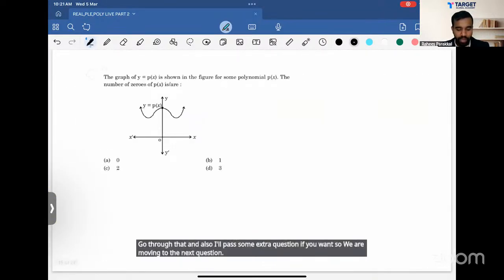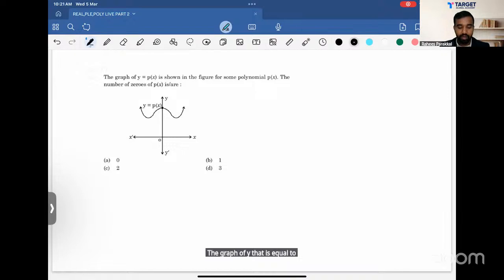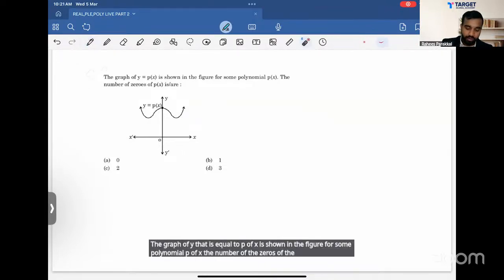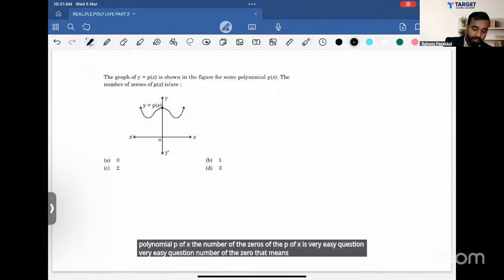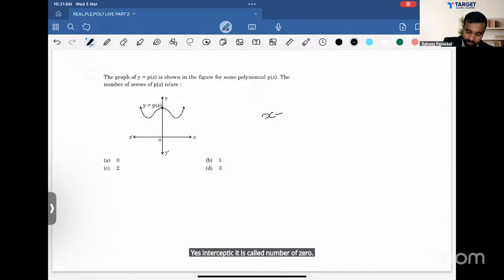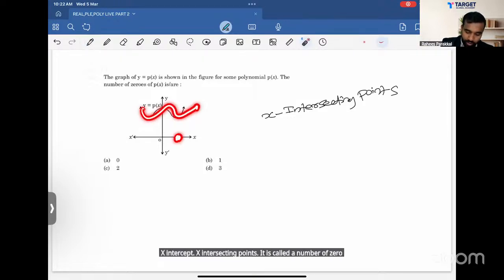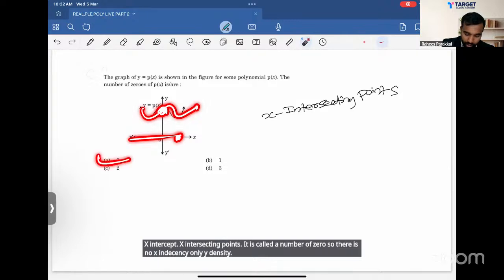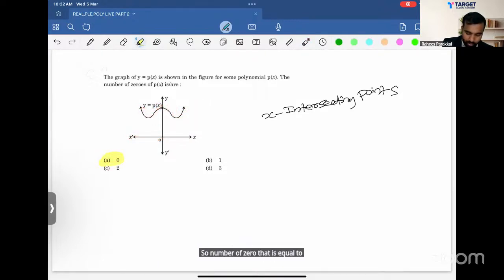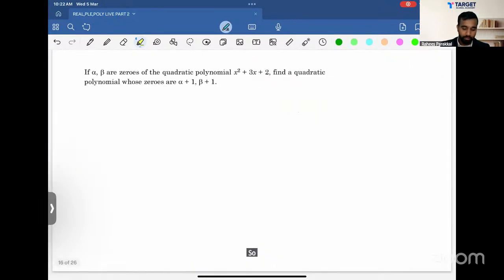The graph of y equals p of x is shown in the figure for some polynomial p of x. The number of zeros of p of x is a very easy question. Number of zeros means the x-intercepts, the points where the graph intersects the x-axis. There is no x-intersecting point, only a y-intersecting point. So the number of zeros is equal to 0 for this question. I hope it's clear. So we are moving to the next one.